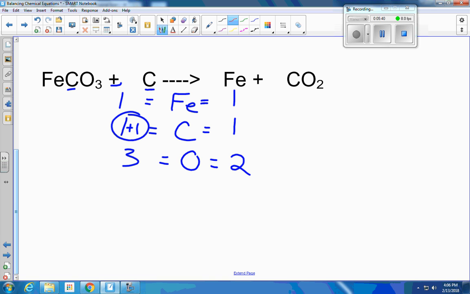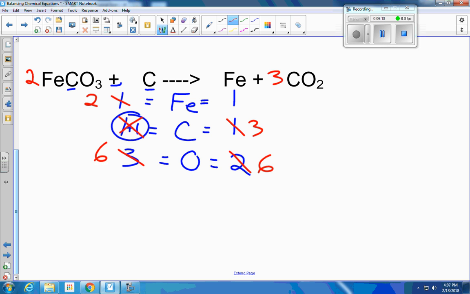Again, I will start with oxygen. The least common multiple of 3 and 2 is 6, so I need 6 oxygen. So on the product side, 2 times 3 gives me 3 carbon. 3 times 1 carbon is 3. 3 times 2 oxygen is 6. On the reactant side, I have 3 oxygen. 2 times 1 iron is 2. Can't do carbon. 2 times 3 oxygen is 6.